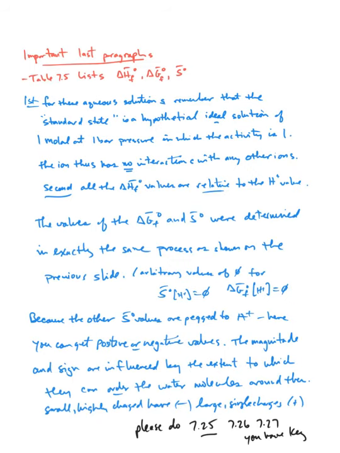There are some important last paragraphs in this section. Table 7.5 lists the delta H of formation, the delta G of formation, and the absolute entropy for a bunch of ions. I'll show you that in a second.